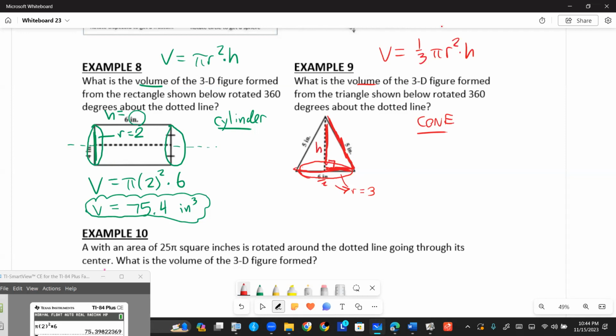So our height is going to be, let's see, h squared plus 3 squared equals 5 squared, and h squared plus 9 equals 25. Subtract the 9 from the 25, and 25 minus 9 is 16. And h is going to be the square root of 16, which gives you 4. So that height is actually not 5, it's going to be 4 inches. So since my radius is 3 inches, my height we now know is 4 inches. I can plug those both into my volume formula. Plug them in, see what you get.